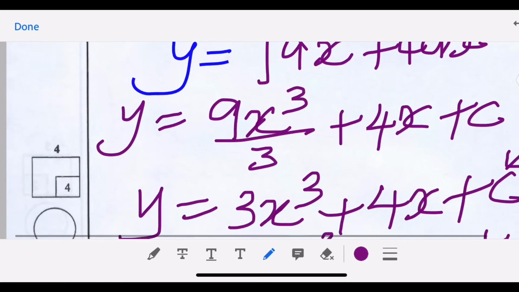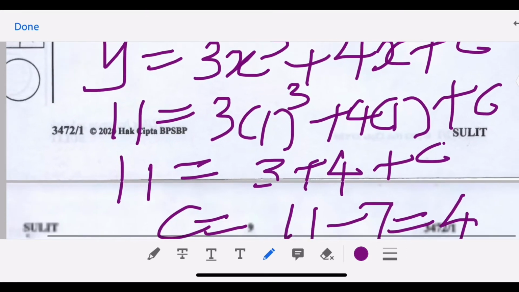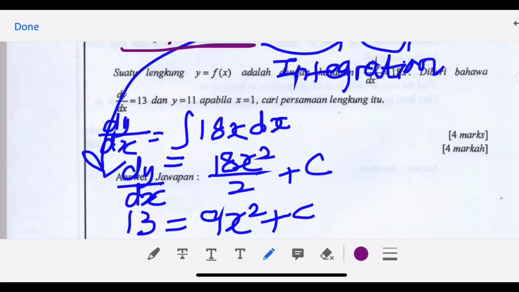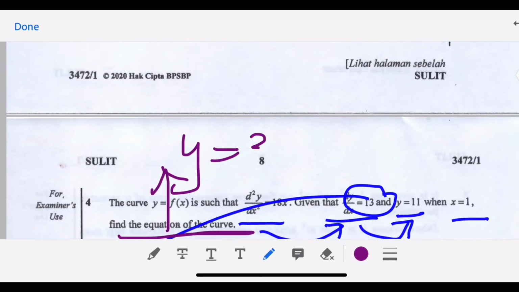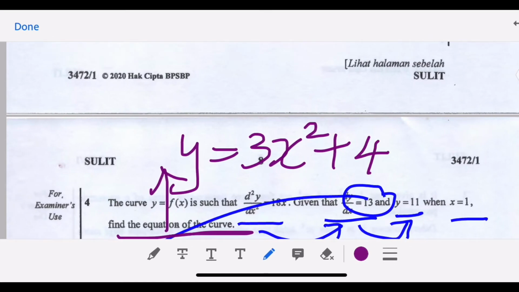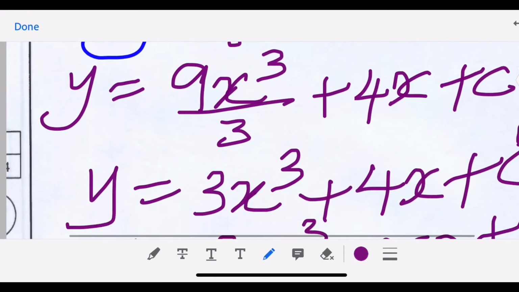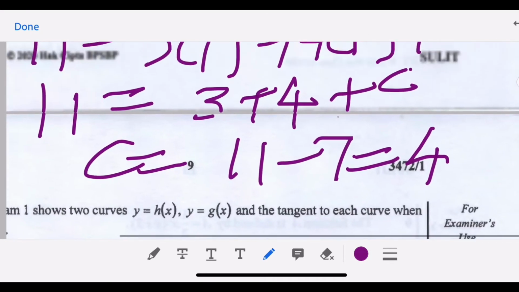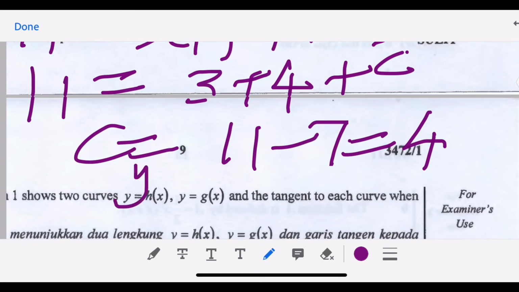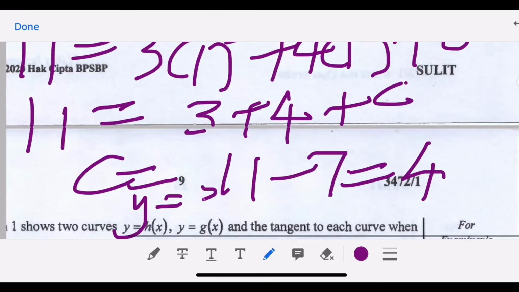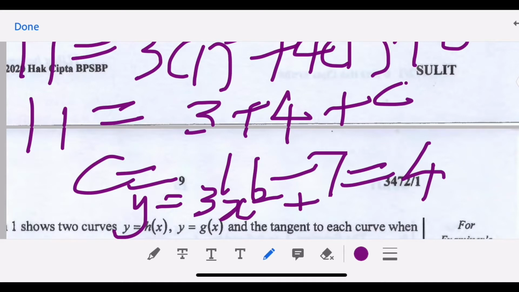Alright, so we have solved the most difficult question. So remember, when they give you dy dx and you're asked to find y, you need to integrate your dy dx. Please remember the concept. If you fail to remember the concept, you can't recall and you can't do. So you need to practice. Okay, alright, so this one is solved.